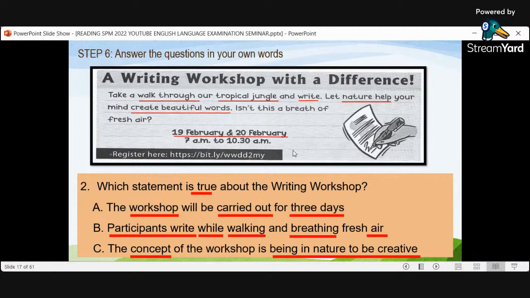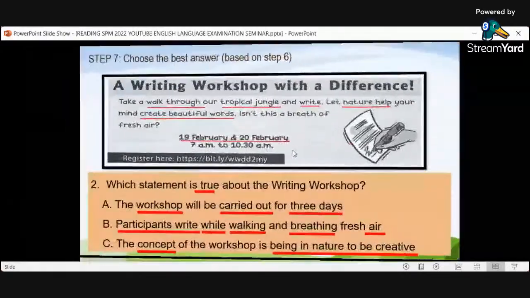What is true about it? Okay, so I'm going to walk through the tropical jungle. I'm going to write. So I'm going to be free with my ideas because nature will help me create beautiful words. All right, so I have 2 distractors there. I got 2 choices, either B or C. So which would be better, right?